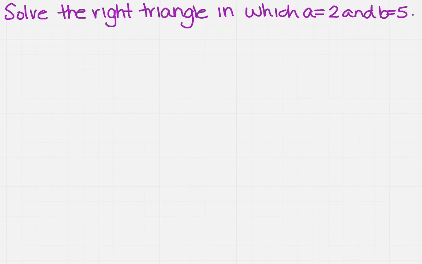We want to solve the right triangle in which a equals 2 and b equals 5. Well, I need to know what that looks like so I know if I'm looking for alpha or beta, and how to find c. So we're going to draw our triangle.